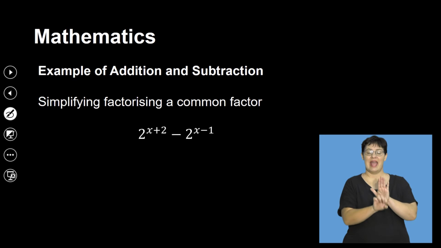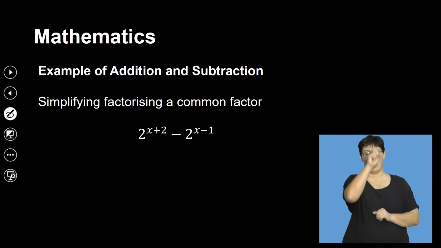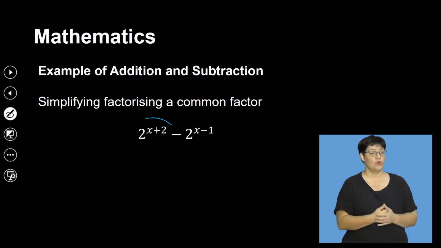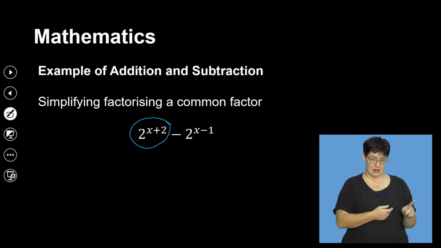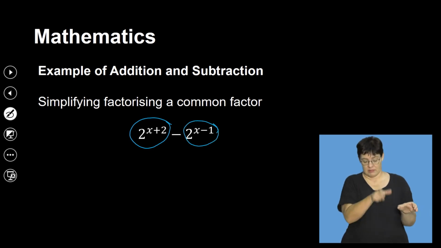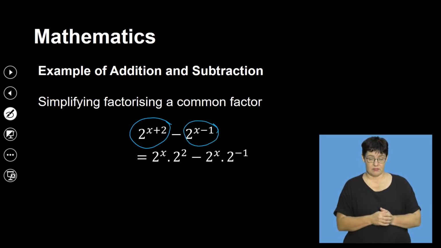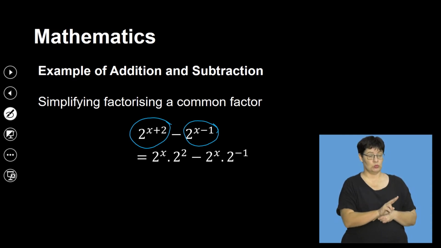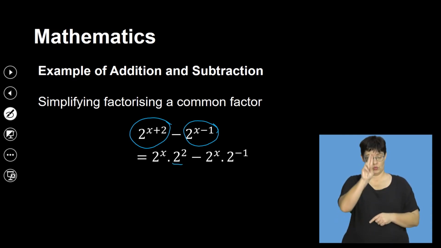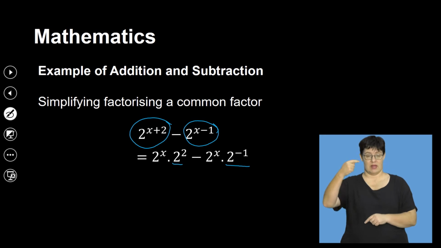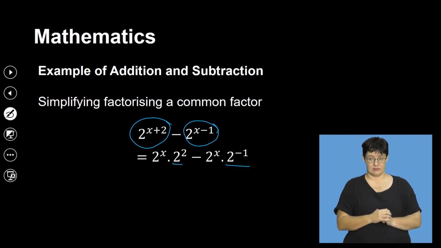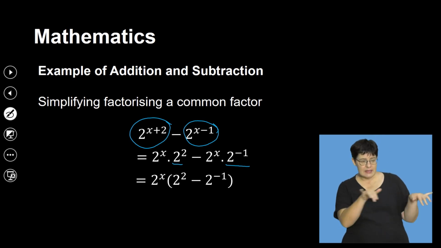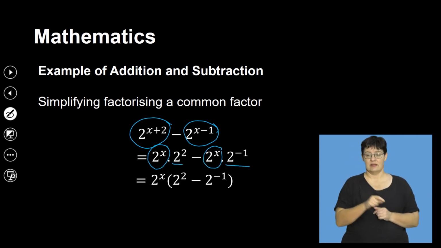Now an example of this will be me having 2 to the exponent of x plus 2 minus 2 to the exponent of x minus 1, right? So remember the principle that I just showed you now. This can be split into 2 powers of the same base. This can also be split into 2 powers of the same base. And that will therefore give you 2 to the exponent of x multiplied by 2 to the exponent of 2 minus 2 to the exponent of x multiplied by 2 to the exponent of minus 1. And you then take out a common factor, which is the 2 to the exponent of x on both terms.